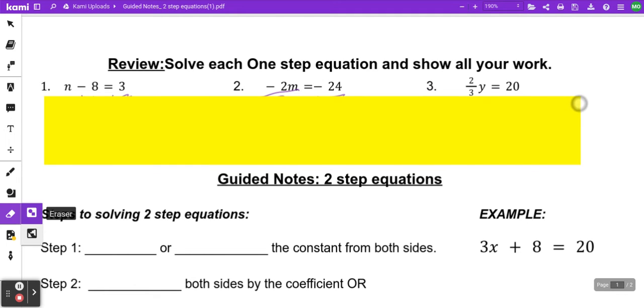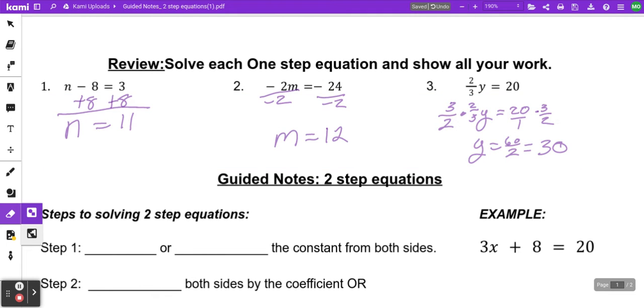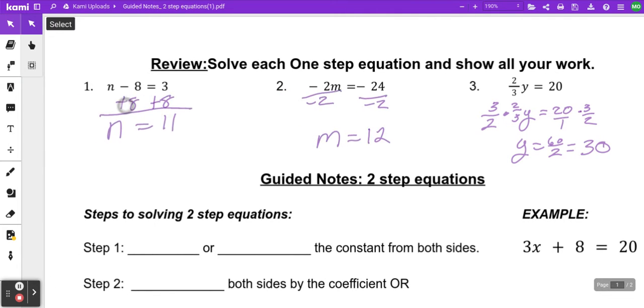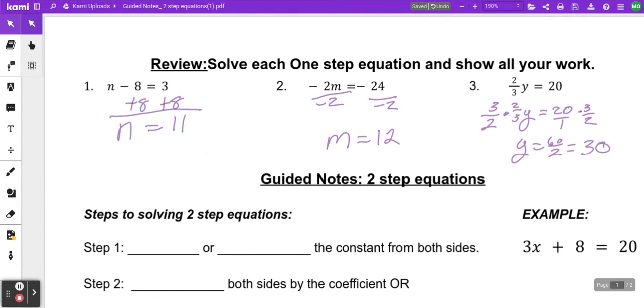All right, so this is what I got for my answers. Remember, you're always doing the opposite of what you see, the inverse operations. The opposite of subtraction is addition. So that is where we add 8 to both sides to get n equals 11. Negative 2m is multiplication, and the inverse is division. So divide both sides by negative 2 to get m equals positive 12.